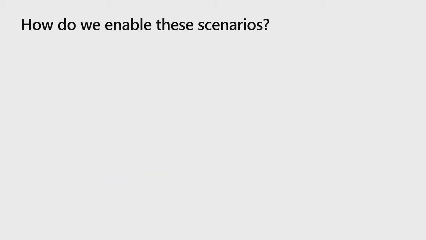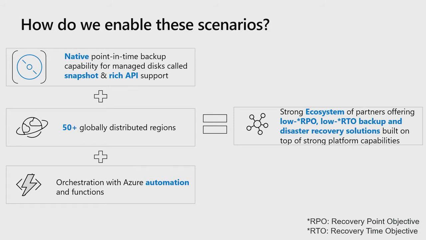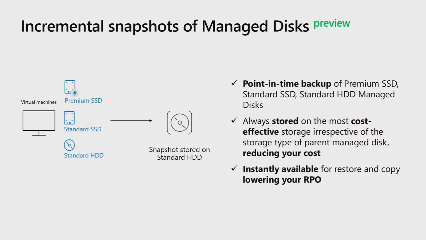Now, where do we come into the picture, and how do we enable you to implement these scenarios, or improve them? We provide strong platform capabilities that are leveraged by our partners to build compelling backup and DR solutions on top of these capabilities. Today I have two friends from the partner ecosystem to talk about their solutions built on these platform capabilities. But first, let's look at new platform capabilities to improve your migration and protection scenarios.